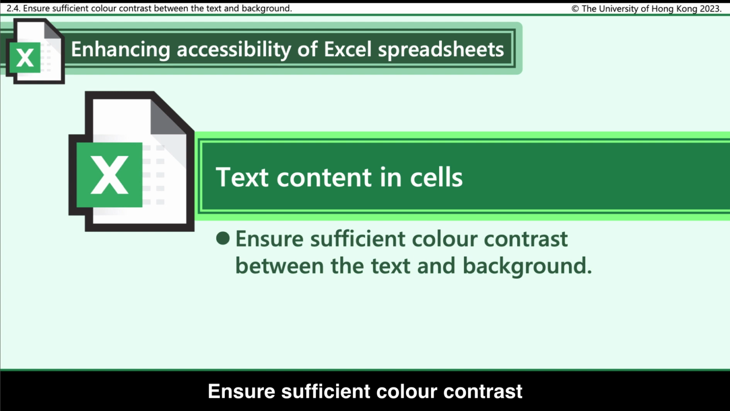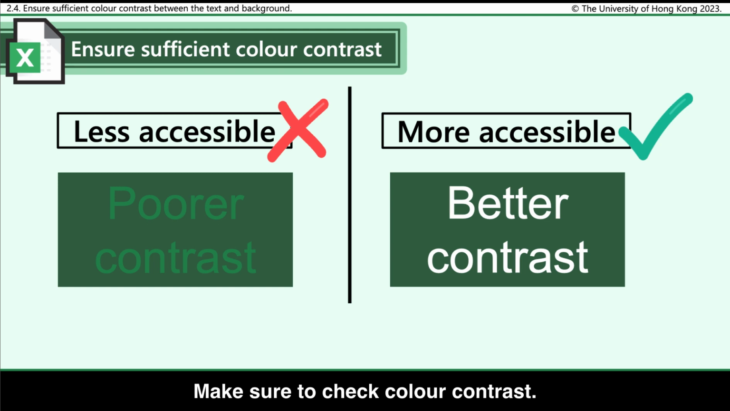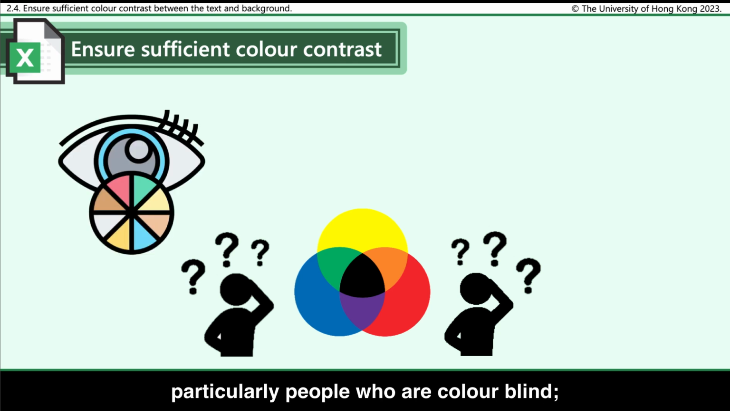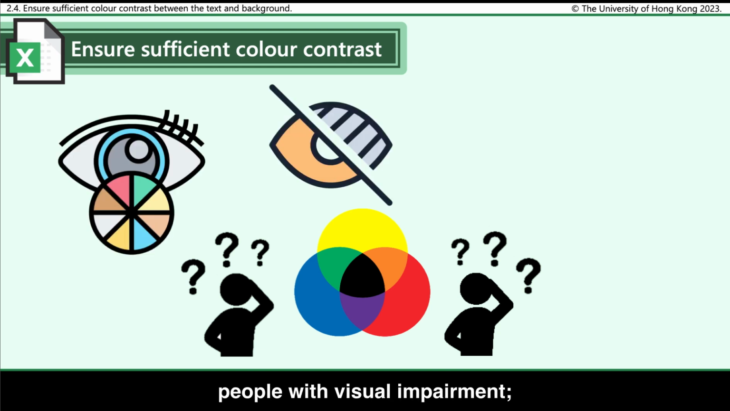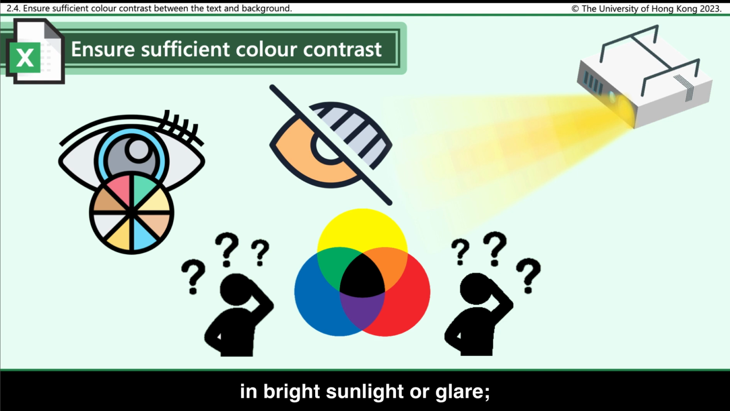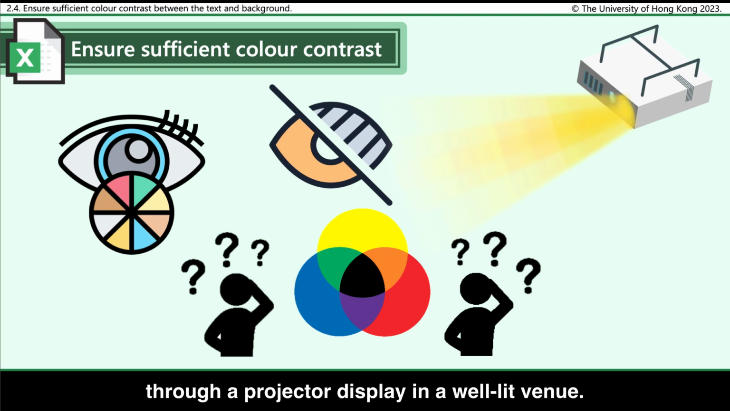Ensure sufficient color contrast between the text and background. Make sure to check color contrast. Content with sufficient color contrast is easier for everyone to read. Content without sufficient color contrast would be inaccessible to many users, particularly people who are color blind, people with visual impairment, people viewing the spreadsheets through monitors in bright sunlight or glare, and people viewing the spreadsheets through a projector display in a well-lit venue.